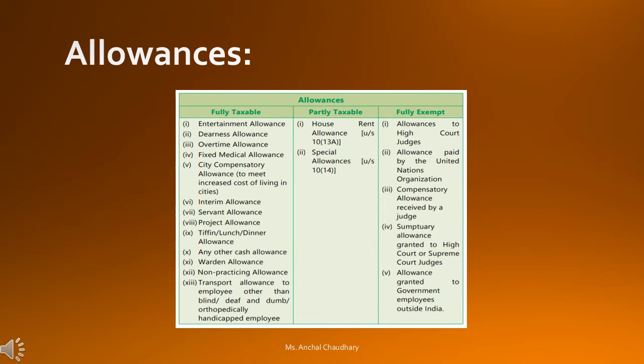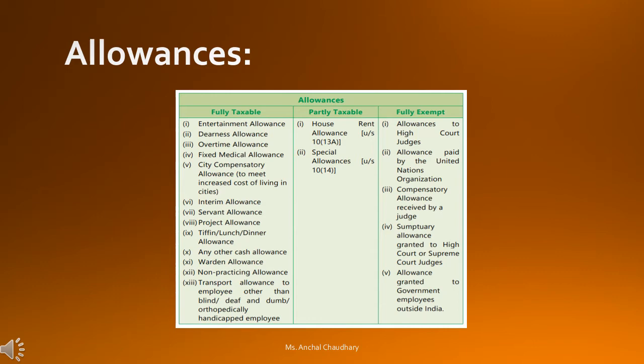There are three types of allowances. First category is fully taxable, where the whole amount of the allowance is taxable under the head. Then there is partially taxable, and the other one is fully exempted allowances. So let's have a look at the fully taxable.